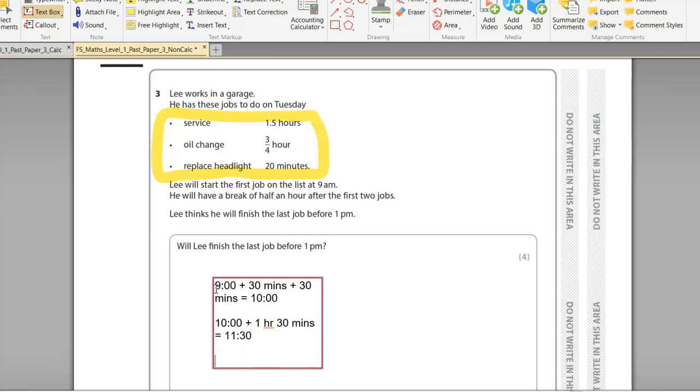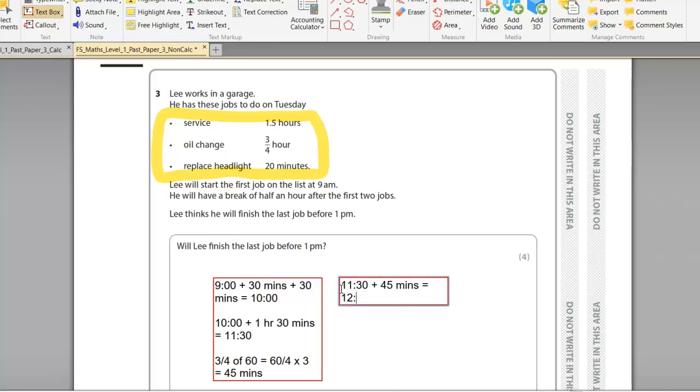So that would take them to 11:30. The oil change is 3/4 of an hour. So 3/4 of an hour is, of course, the same as 45 minutes, because 3/4 of 60 is 60 divided by 4 times 3, which is 45 minutes. So 11:30 plus 45 minutes would take us to 12:15.